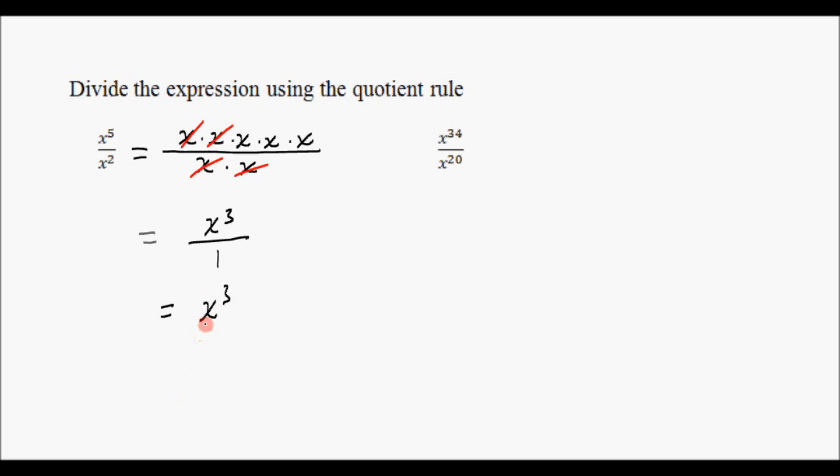And that method works just great when the exponents are small, but I wouldn't want to have to write out 34 x's in the numerator and 20 of them in the denominator for this problem. And we don't have to. The quotient rule will allow us to do that without having to write it all out.